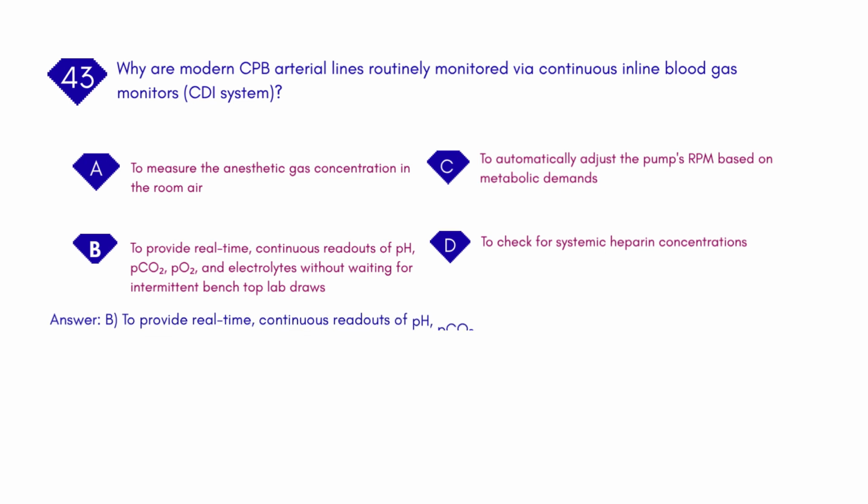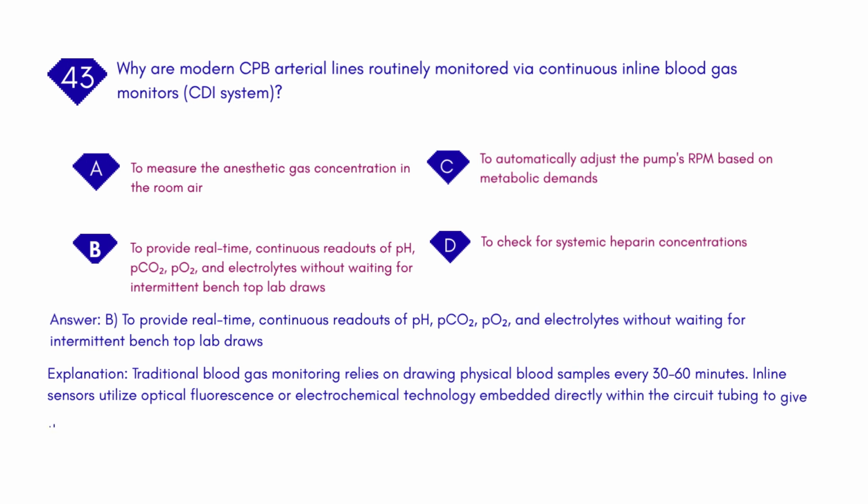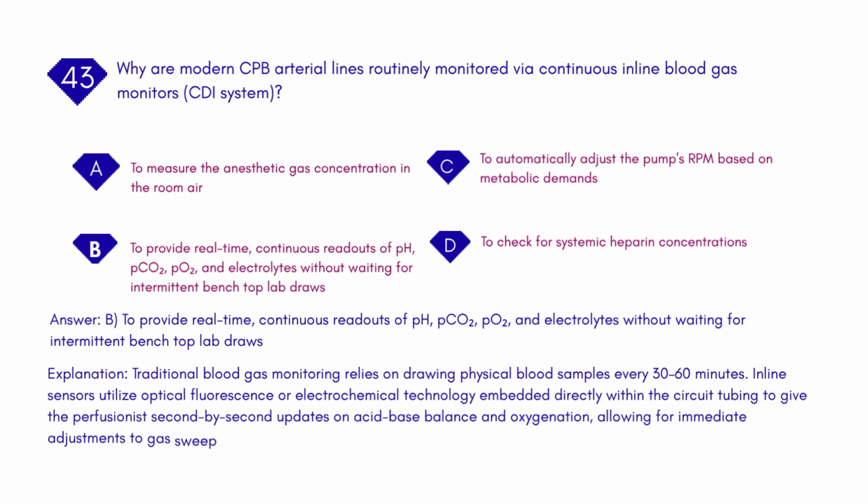Answer: B. To provide real-time, continuous readouts of pH, PCO2, PO2, and electrolytes without waiting for intermittent benchtop lab draws. Explanation: traditional blood gas monitoring relies on drawing physical blood samples every 30 to 60 minutes. Inline sensors utilize optical fluorescence or electrochemical technology embedded directly within the circuit tubing to give the perfusionist second-by-second updates on acid-base balance and oxygenation, allowing for immediate adjustments to gas sweep or oxygen concentrations.